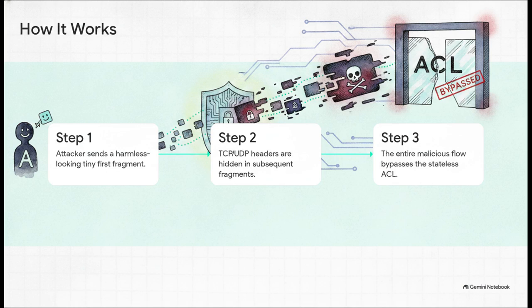First, the attacker sends that tiny, completely harmless-looking first fragment. The stateless firewall inspects it, sees absolutely nothing wrong, and lets it through. Second, the actual TCP or UDP headers, along with the malicious payload, show up hidden in the fragments that follow. Because the firewall already gave the green light to the first fragment, and remember, it's stateless, it just lets the rest follow right along. And step 3, boom, the entire malicious flow has just successfully bypassed your access control list.